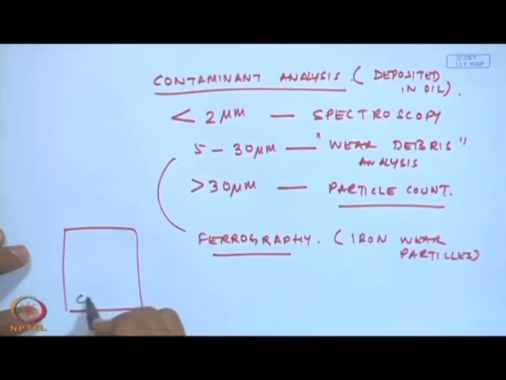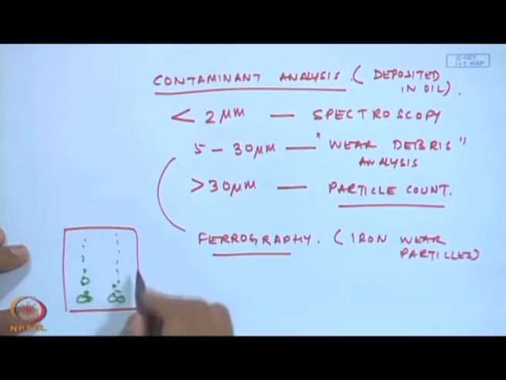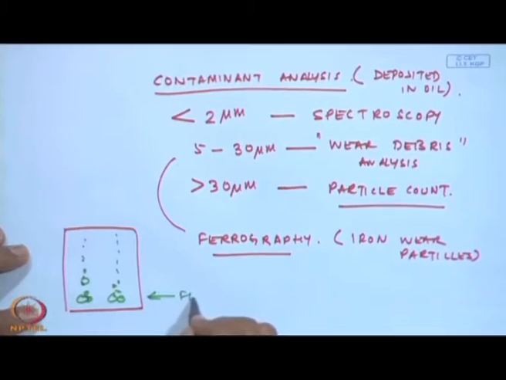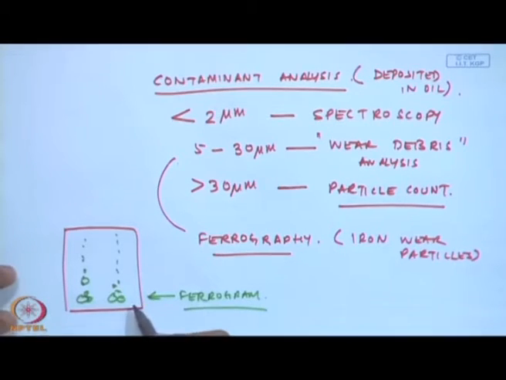This could be large particles, and then toward the end it will be small particles. This is the ferrogram, and in a ferrogram you can see it in a microscope and see the nature and size, and also then try to understand how severe your wearing mechanism is.